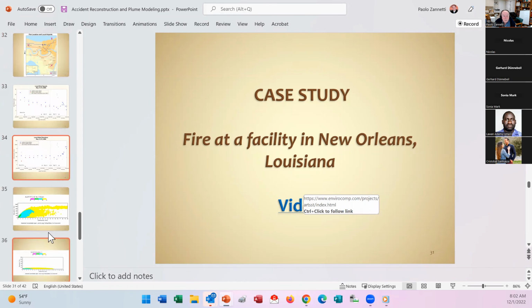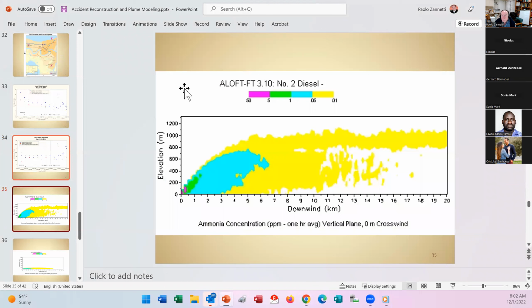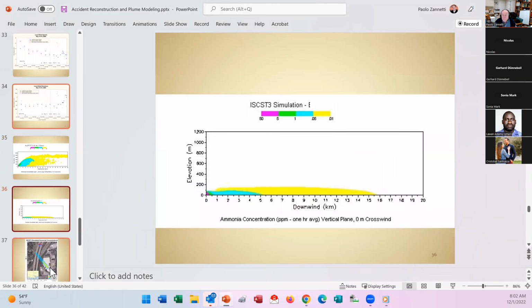What did the other side do? So this is what I did with ALOFT. The other side, the scientists working for the plaintiffs, not for the industry, had this. The other side used ISC, which is the father of AERMOD, very similar to AERMOD, a Gaussian plume model, and he kept the entire plume attached to the ground because he used the wrong model. He used a Gaussian plume model.